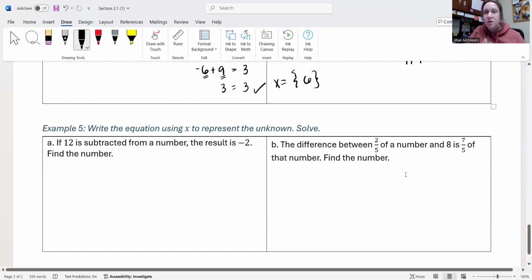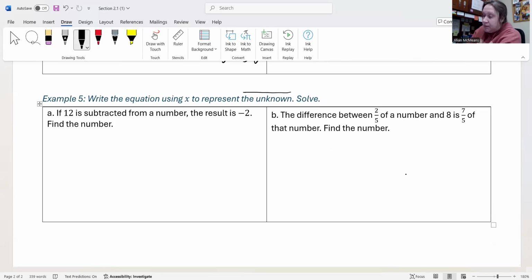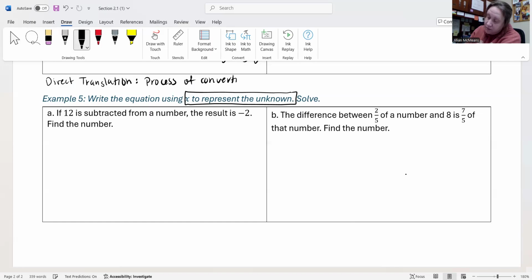Last up, we have example 5, which says write the equation using x to represent the unknown. So there's going to be some unknown value in here, and we're going to use x to represent that. And then once we get an equation, we're going to solve. So I do want to remind you there's something in math called direct translation. We're going to see much more with direct translation in future sections, but just in short, direct translation is the process of converting words to math.